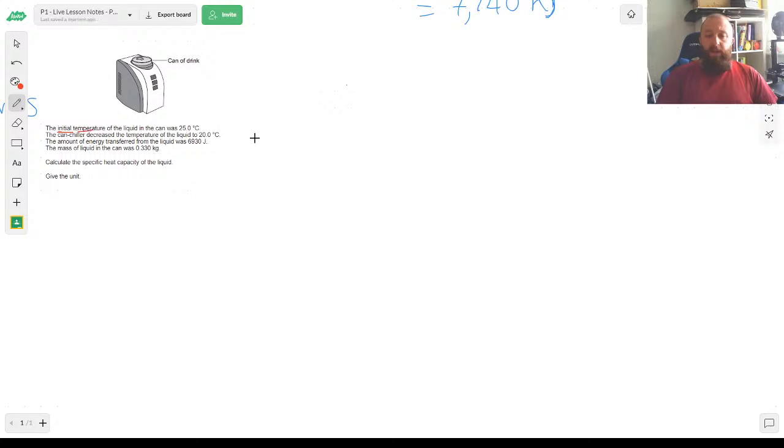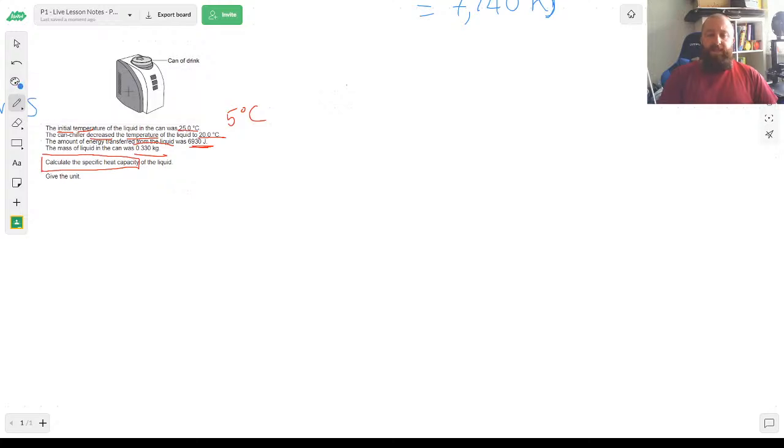Anyway, if we have a look at the information they've given us, same as we did before, the initial temperature is 25. It decreased the temperature to 20 degrees Celsius. So the can chiller decreased the temperature. So we've got a 5 degree Celsius change. The amount of energy transferred from the liquid, so that's our change in energy, and then the mass of the can was 0.33 kilograms. This time they want us to calculate the specific heat capacity.